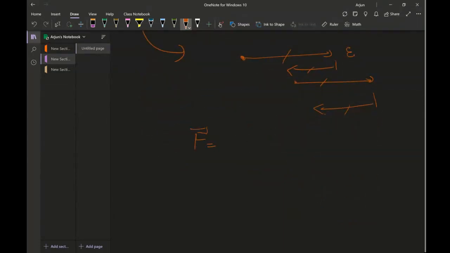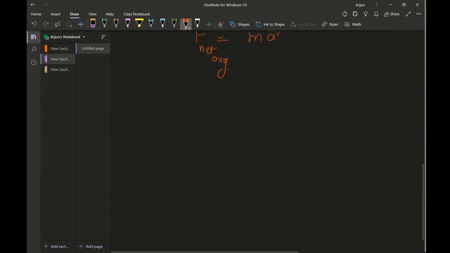So force net is equal to F1 plus F2 and so on and so forth. Another formula, as I said, is F equal to mass times acceleration. And this is for the net average force. This one is also the net average force. All right. So we need to remember this because, as I said in the beginning, there can be different types of forces. So now I'm going to come to that point.